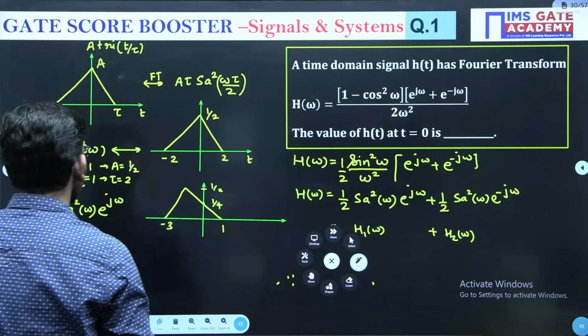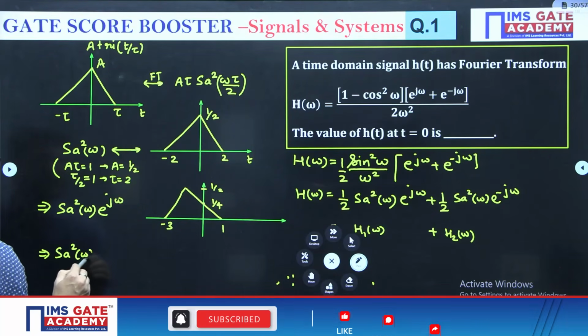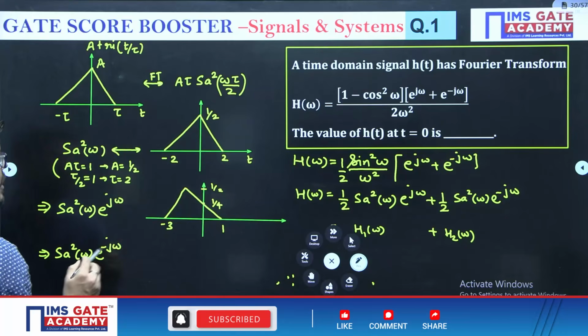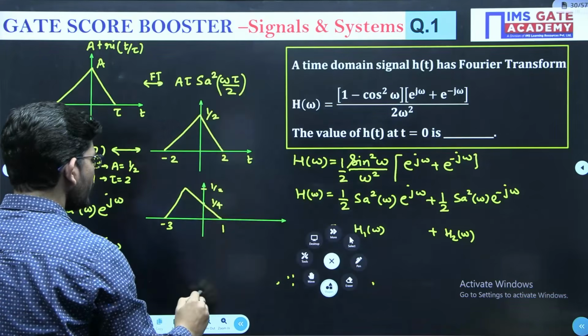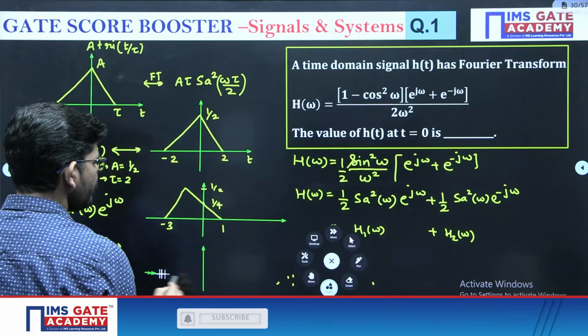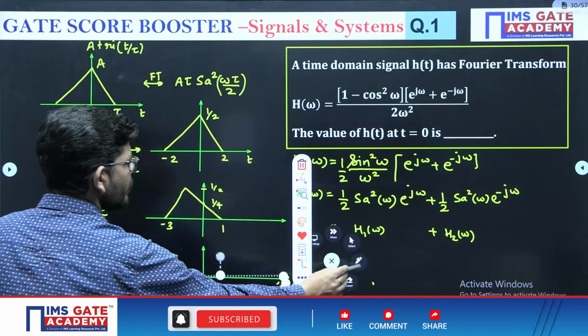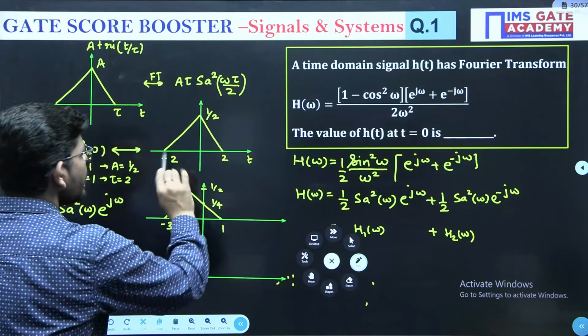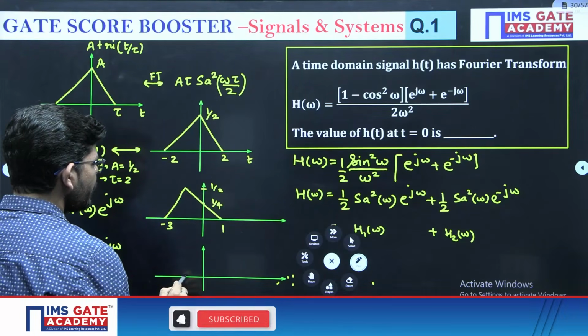Similarly, if you write Sa squared ω e^{-jω}, now this has to be shifted on the other side. Shift this signal towards the right side by 1. So you will get it from -1 to 3.